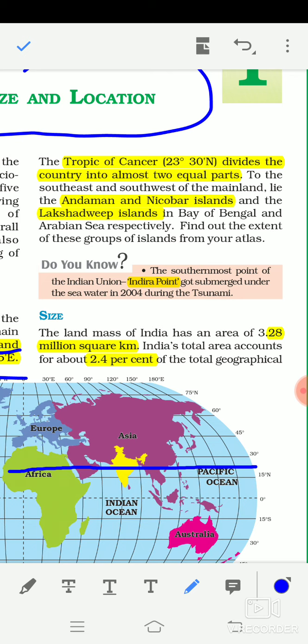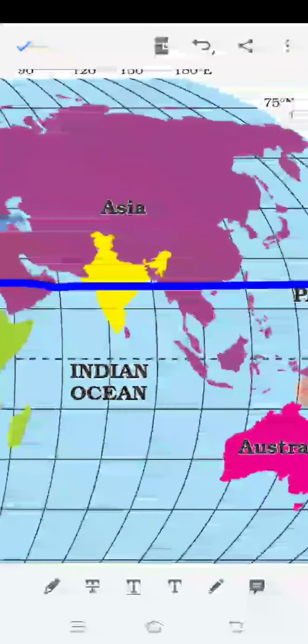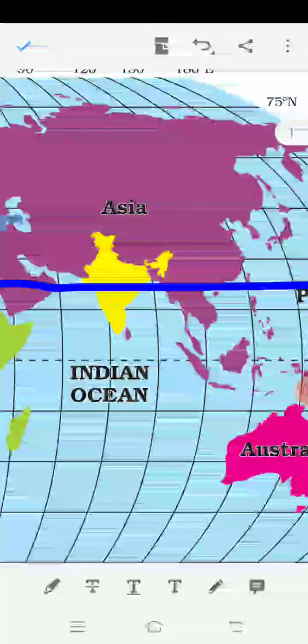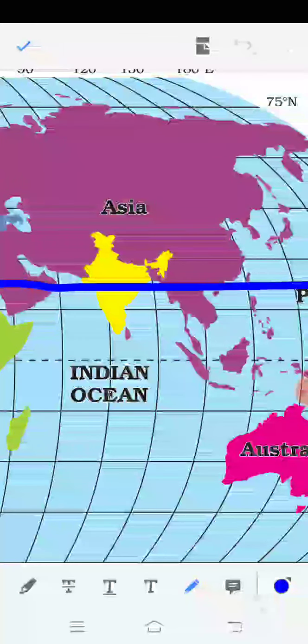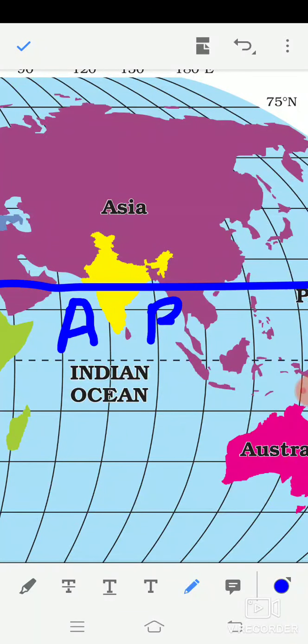Now one more thing you need to see. Just focus on this image. When you are seeing India, it is the Indian Ocean. In the Indian Ocean, here it is the Arabian Sea, here the Bay of Bengal. How will you memorize that? When you write the alphabet A, B, C, D: A means Arabian Sea, first on the left side, then on the right side the Bay of Bengal.